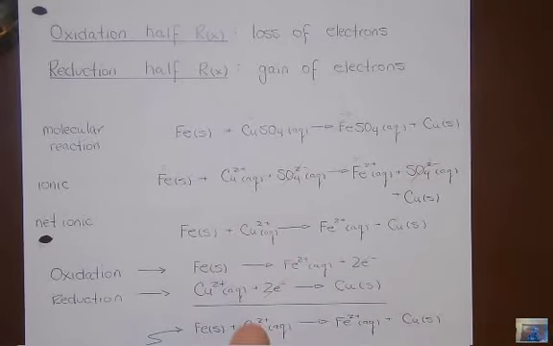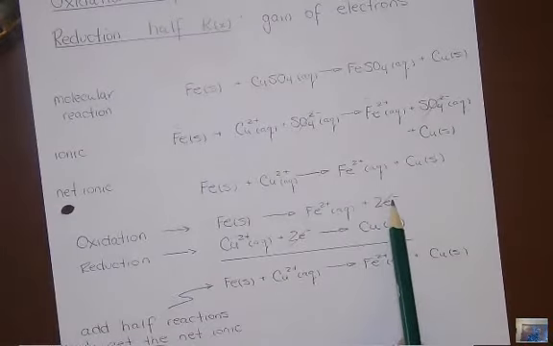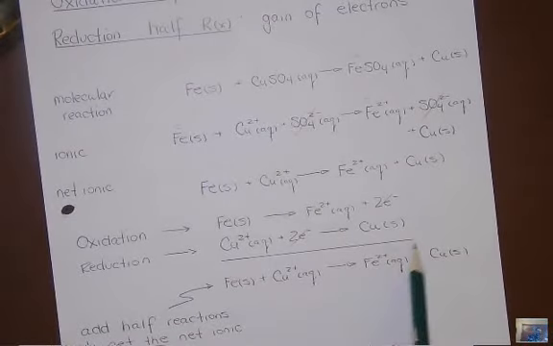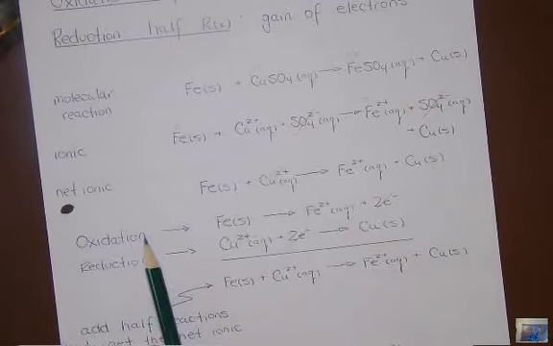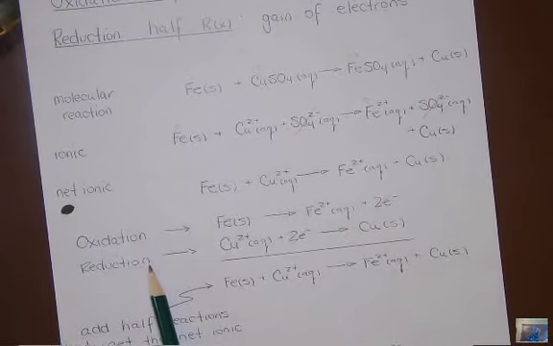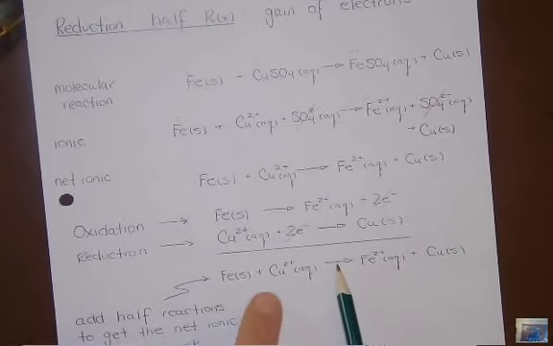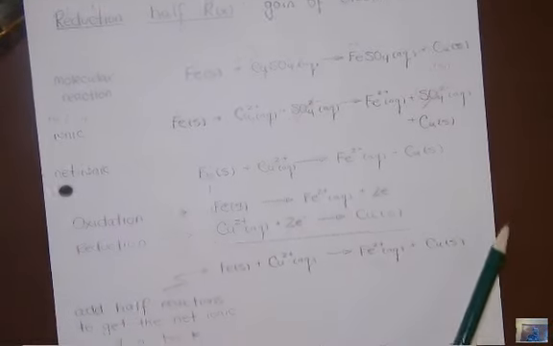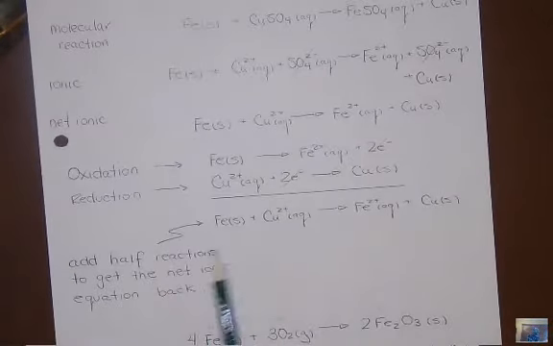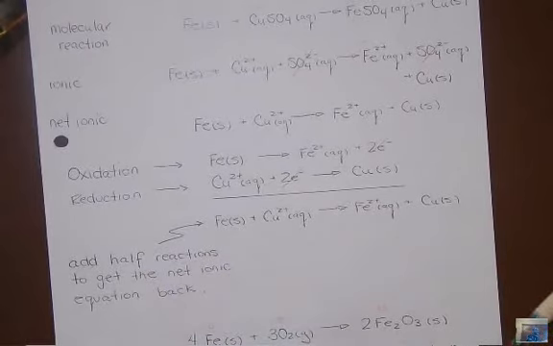Now, after I do that, the cool thing that I see is that when I add back the 2 half reactions, this will always happen: add the oxidation back to the reduction, and I'll get the net ionic equation back. That's how you know you did it right. Add the half reactions to get the net ionic equation back.